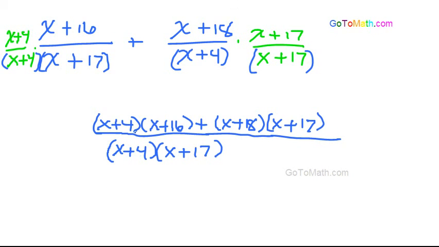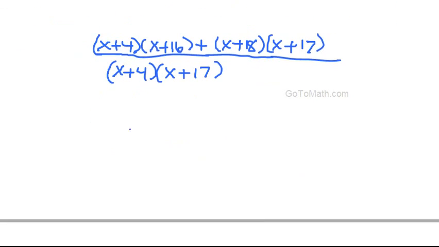So what we'll want to do now is multiply this stuff together and collect like terms. We have x times x is x squared, and then x times 16 and 4 times x, add those together, and we get 20x. And then 4 times 16, 40, 64.